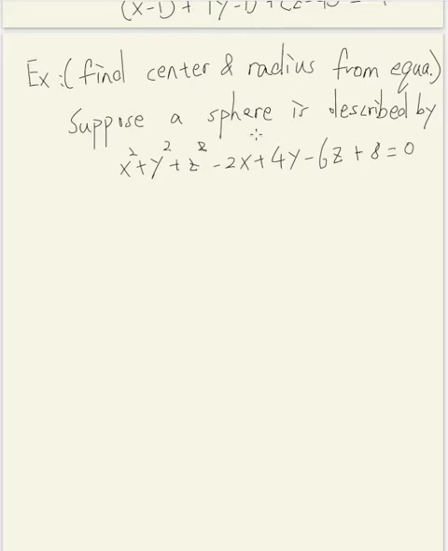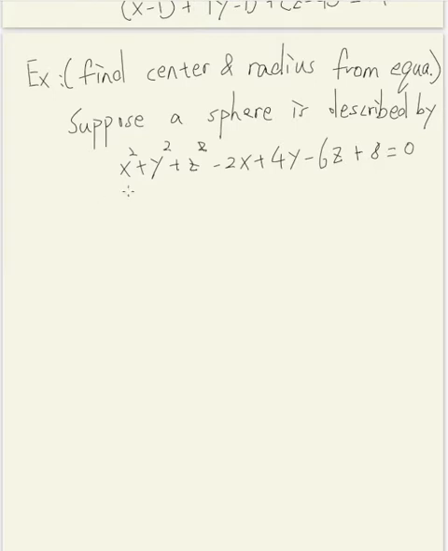Now, if we have the standard form of a sphere, then the center and radius can be immediately deduced just by looking at the equation. The only problem is the equation we're given is not the standard form of a sphere, so we only need to turn this into the standard form. How do we do that? We need to change the left-hand side into complete squares.